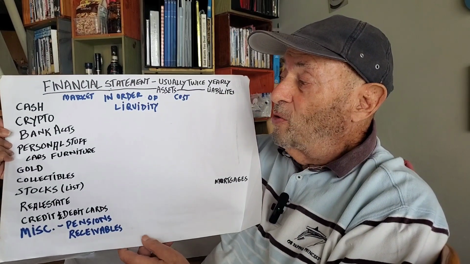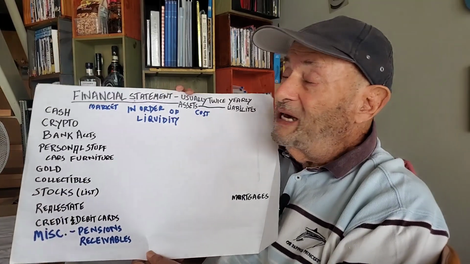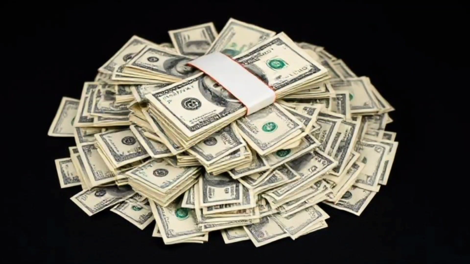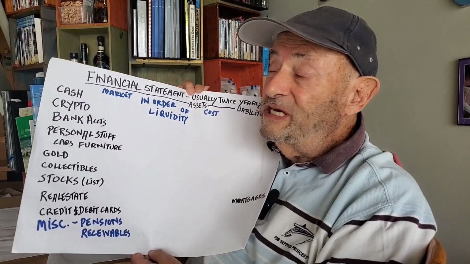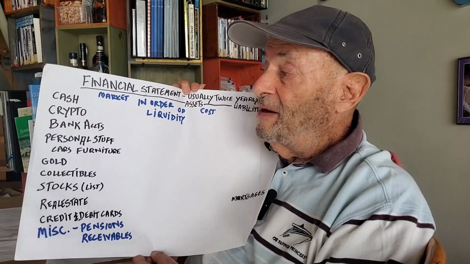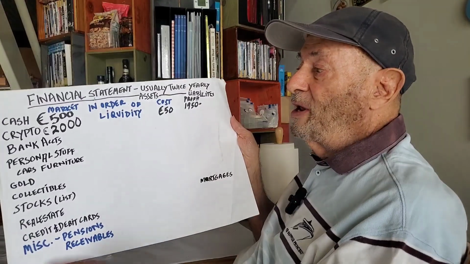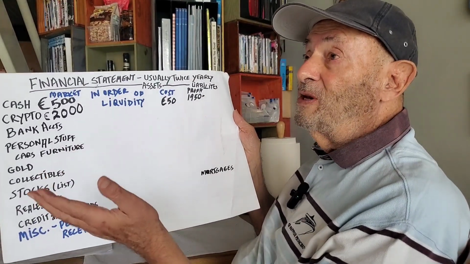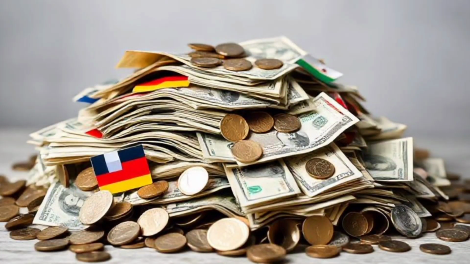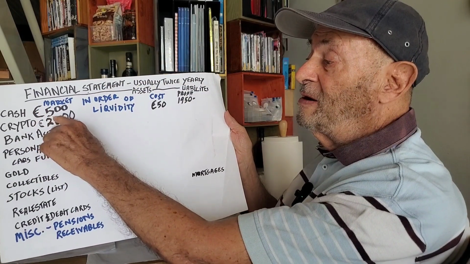All right. So cash is very easy. You look in your wallet. What do you have? You've got $200, or 200 euros. How about in the drawer? Do you have any cash in the drawer? That's the first thing you're going to put in. Liquidity means convertible to cash that you can spend right away. So you looked in your pocket, you looked in your drawer, and you got $500. So you put in $500.